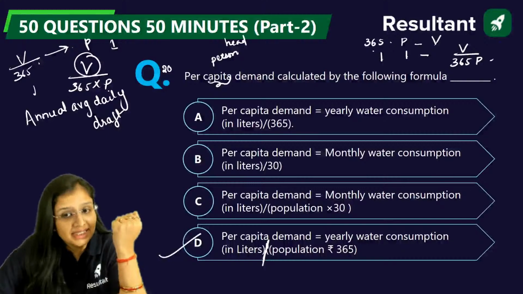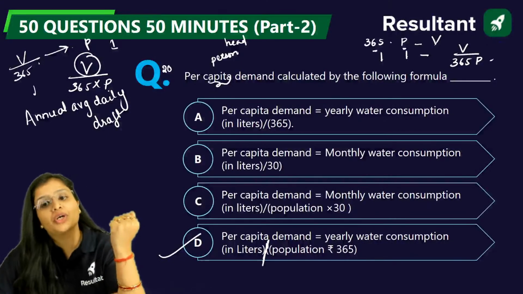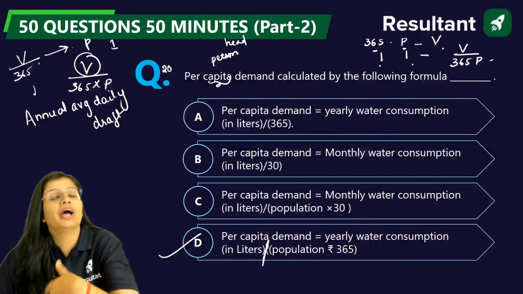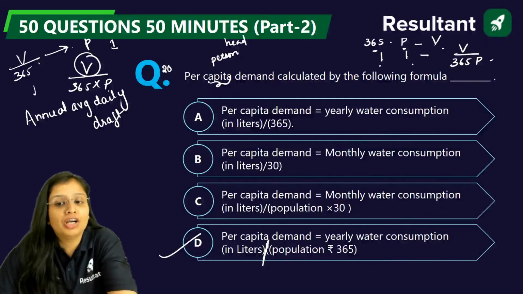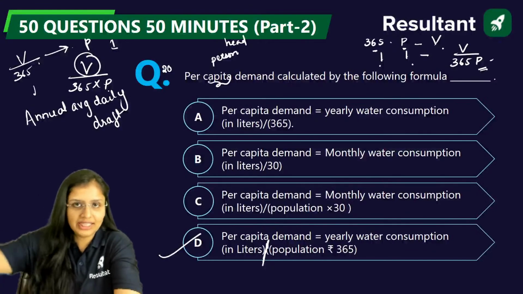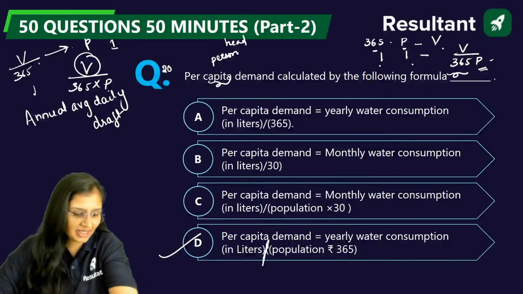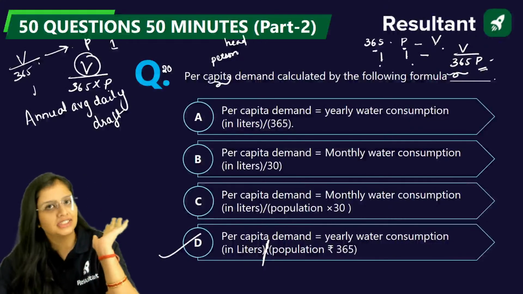If in 365 days P population requires V amount of water, in one day how much water will one person require? So V upon 365 into P. P is the population, the design population. V is the total water for the year, and 365 is the number of days. If nothing is mentioned, we will take 365.